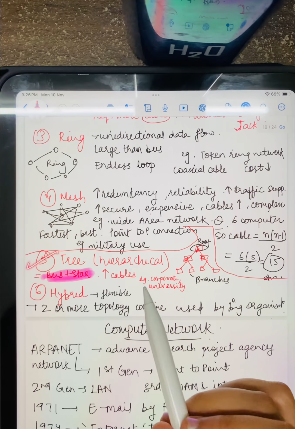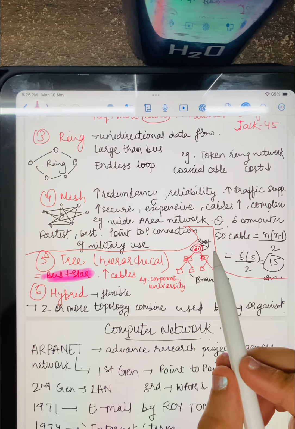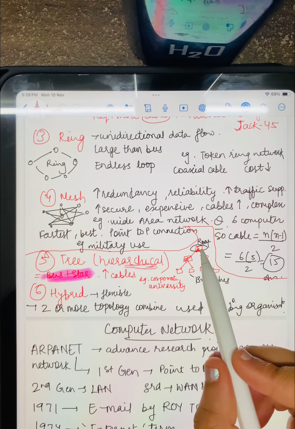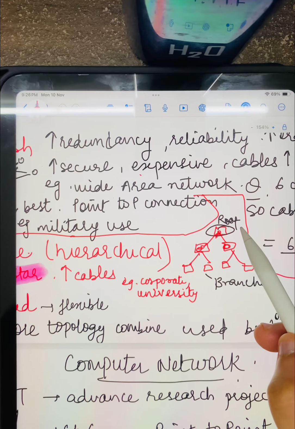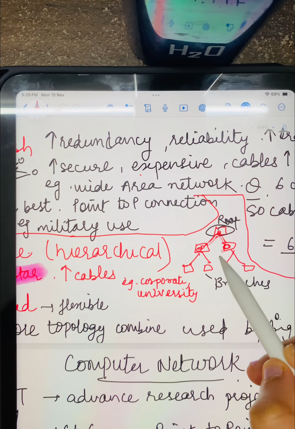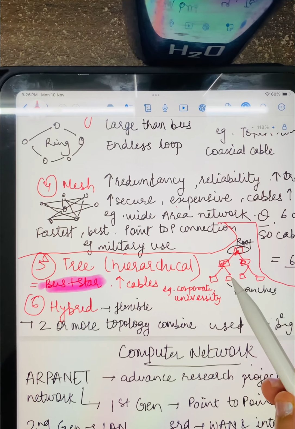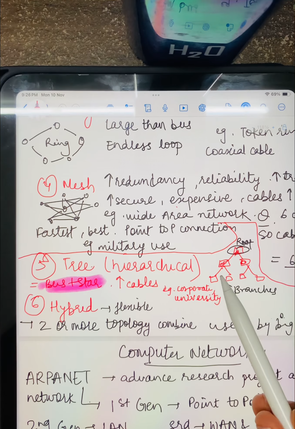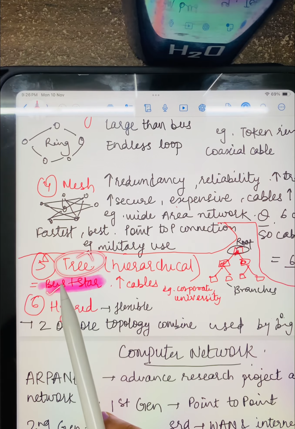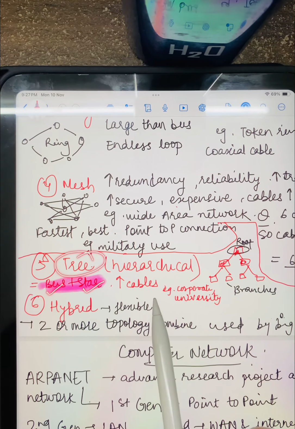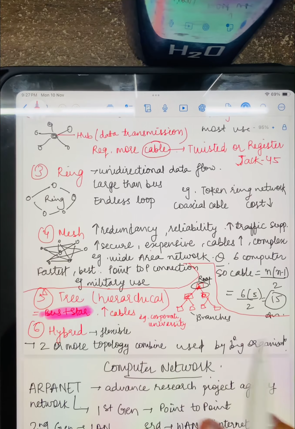Then comes tree topology. It is like a family tree, if you have seen, a hierarchical structure. This first one is called the root, and it is made like a family tree. Each one is interconnected to the first one, and these are known as the branches. So tree is a combination of bus and star. It has a high number of cables. Examples: corporates or universities may use it.